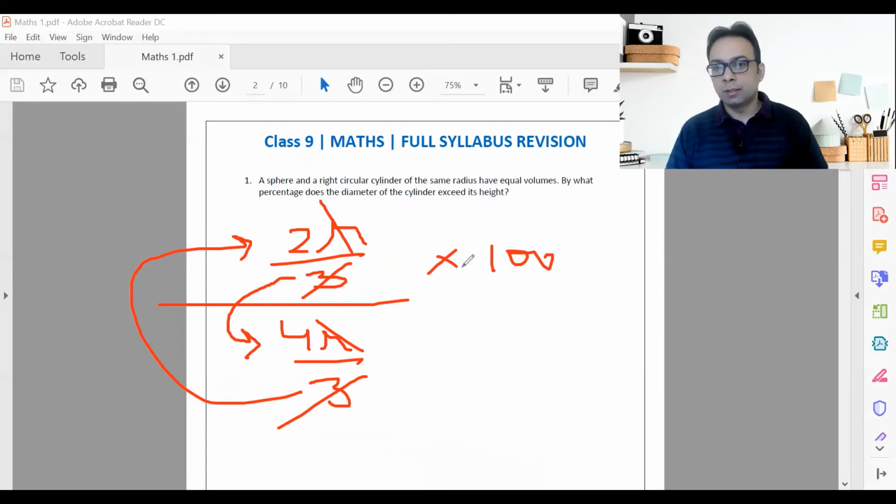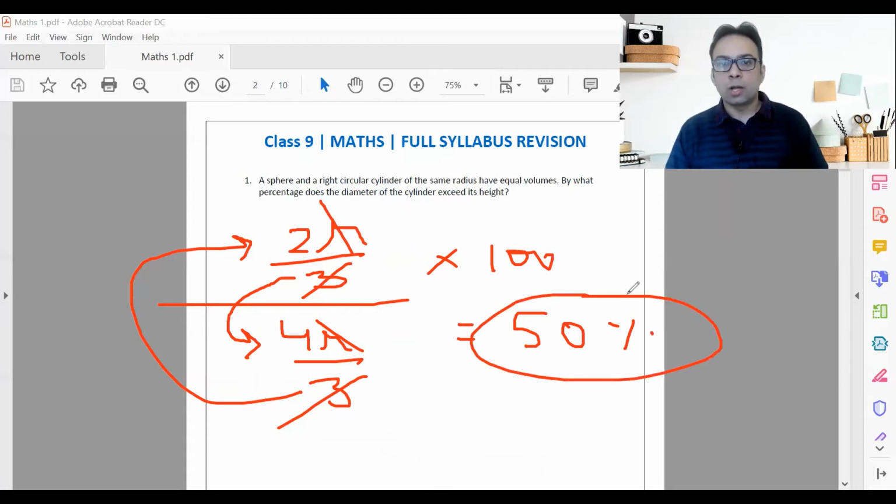That leaves us with 200 upon 4, which is 50%. So how much does the diameter exceed the height? That means it exceeds by a value which is 50%. So a mix of surface area volumes from ninth and comparing quantities from 8th.